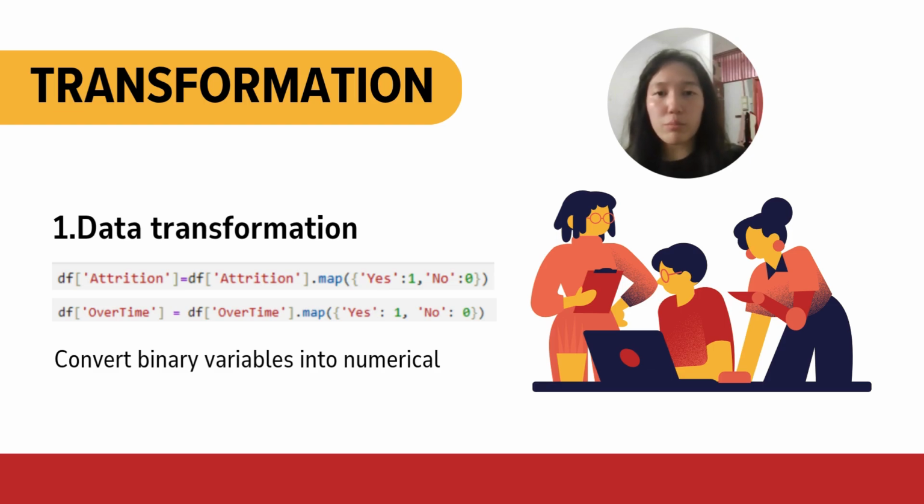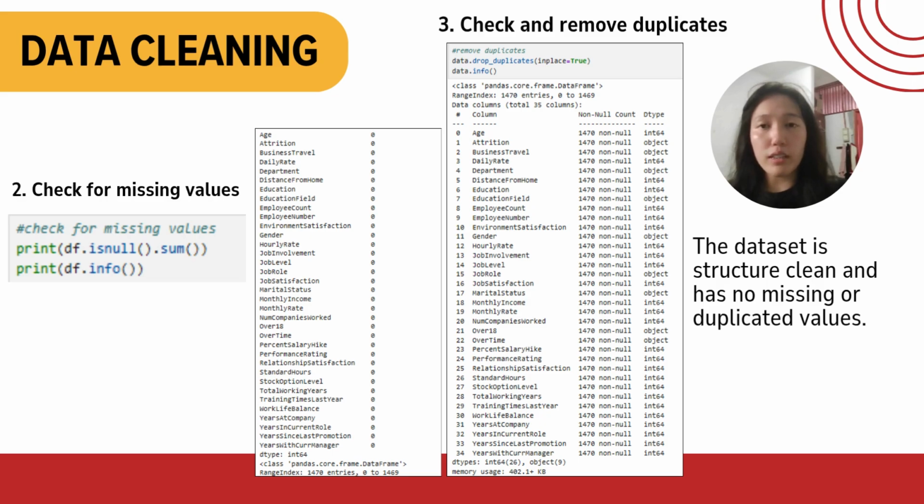We transform the binary variables into numerical. Then we do the data cleaning steps. Here we run some code to check and clean for missing values and duplicate values. The result shows that the dataset is actually clean, with no missing values and no duplicate values. So there's no issue in this part.